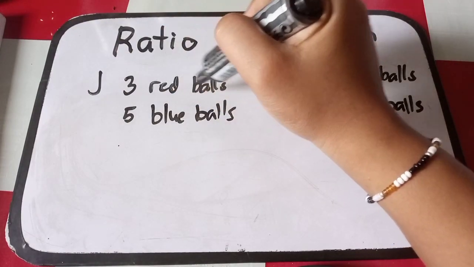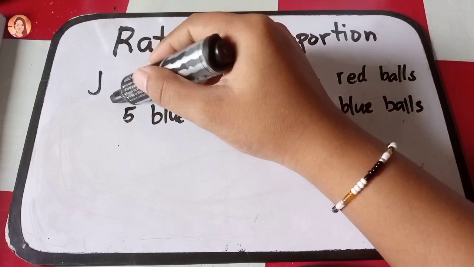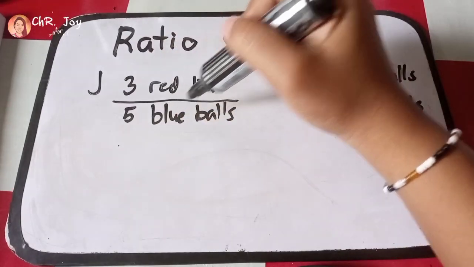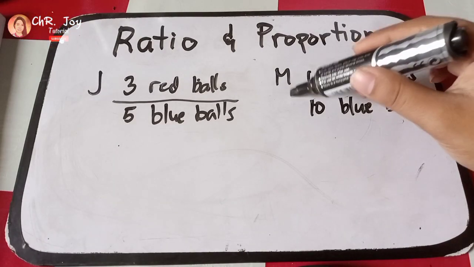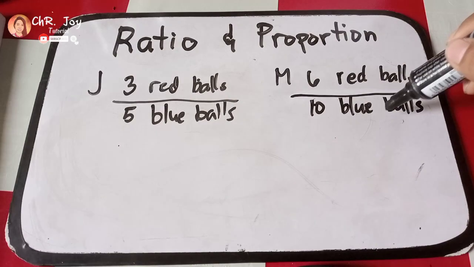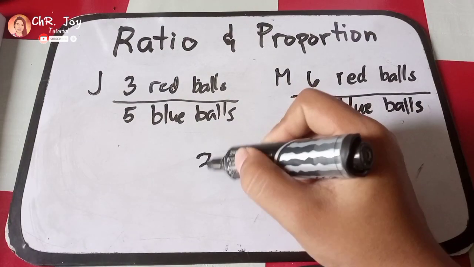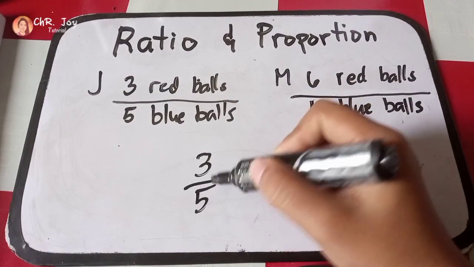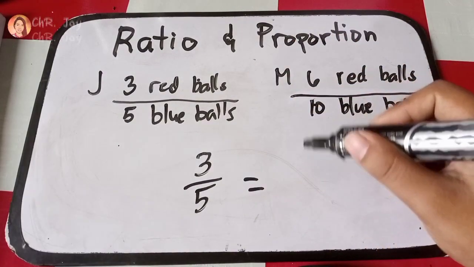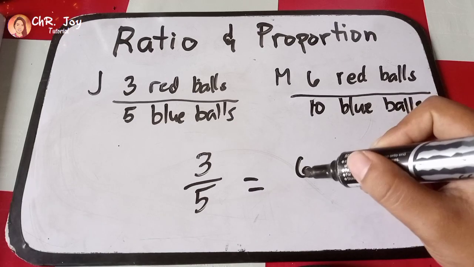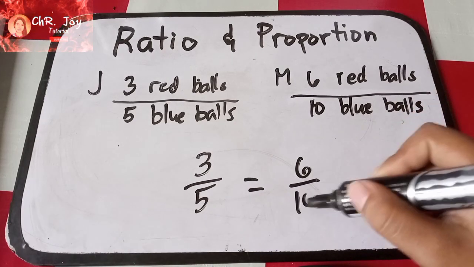Jake has 3 red balls and 5 blue balls. And Mark has 6 red balls and 10 blue balls.